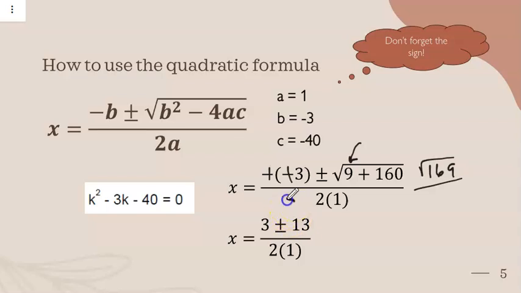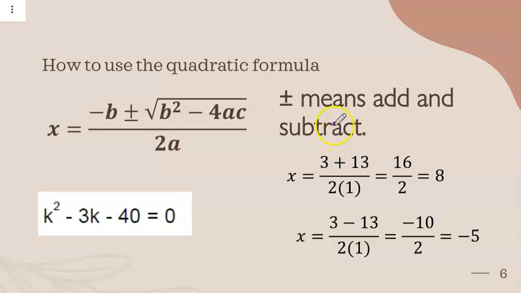But a lot of times students don't really understand this plus or minus sign. It just means you have to add and you have to subtract. That's really what it amounts to. So when I'm done with this, I have 16 over 2 and I get 8. And I'm done with this and I get 3 minus 13, which is negative 10 over 2, and I get negative 5.